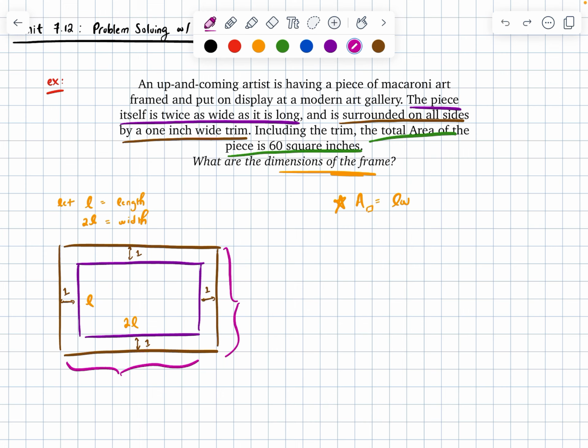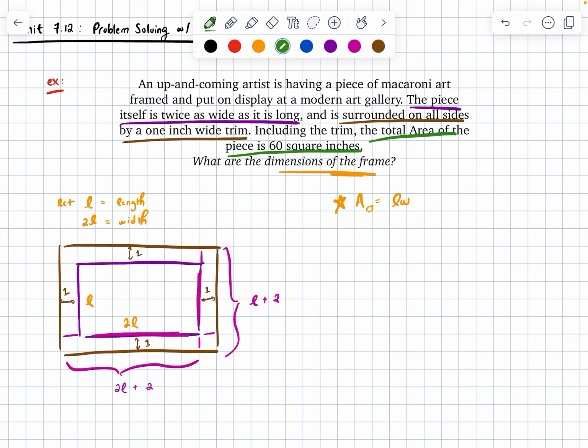So if I'm going all the way along that brown side here, I know that I need to count up, starting at the top, that 1-inch border, plus that length L, and then that other 1-inch border on the bottom. So I've got 1 plus L plus 1, which is L plus 2. Same thing going across. Well, to get all the way across my painting, or my macaroni art, I need to go 1 across for the trim, 2L across for the width, and then one more across for the trim on the other side. Well, that would be the 2L plus 2 copies of 1, so 2L plus 2 is going to be my width.